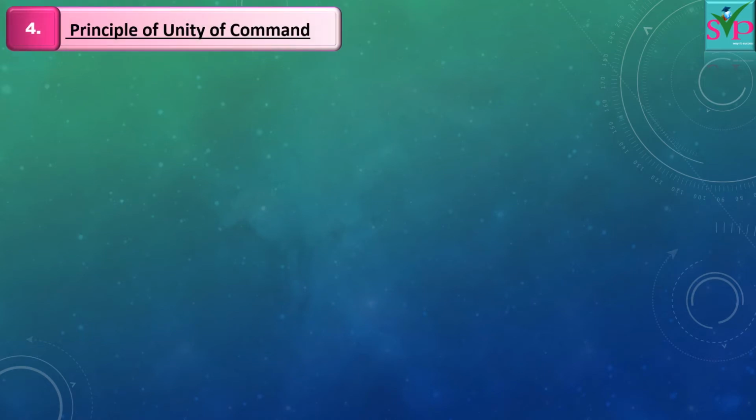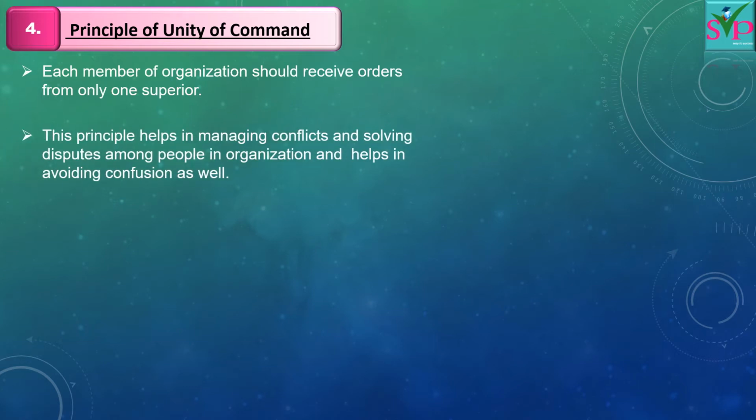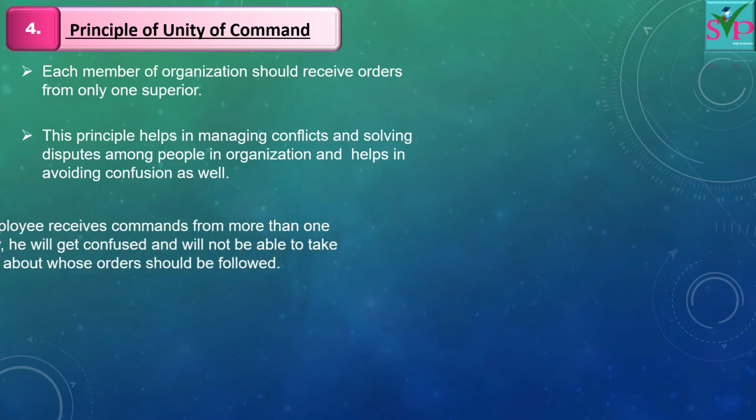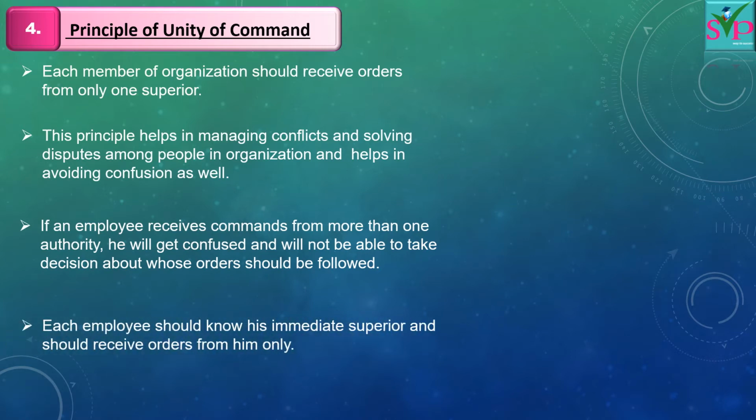Fourth one is the principle of unity of command. Command means to give orders, to give instructions to the employees. See here, each member of the organization should receive orders from only one superior. This principle helps in managing conflicts and solving disputes among people in the organization and helps in avoiding confusion as well. If an employee receives commands from more than one authority, he will get confused and will not be able to decide whose order should be followed. Each employee should know his immediate superior and should receive orders from him only.